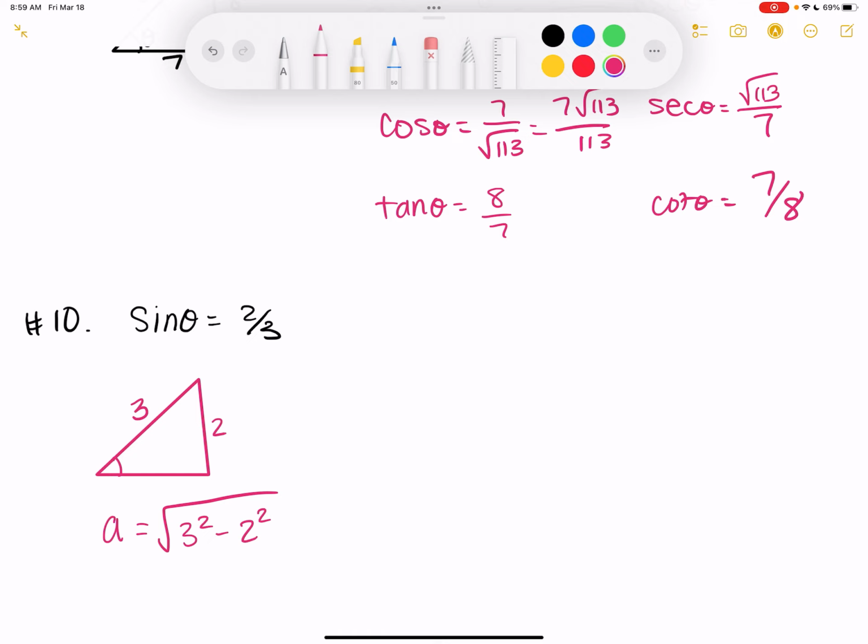Because it's a squared plus b squared equals c squared. I have c and then either a or b, whichever one you want to call it. So I take the square root of the hypotenuse minus the side, and both of those things are squared.